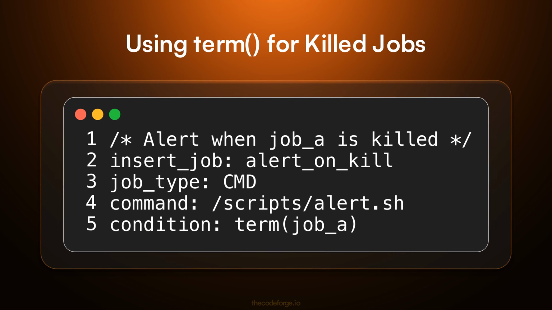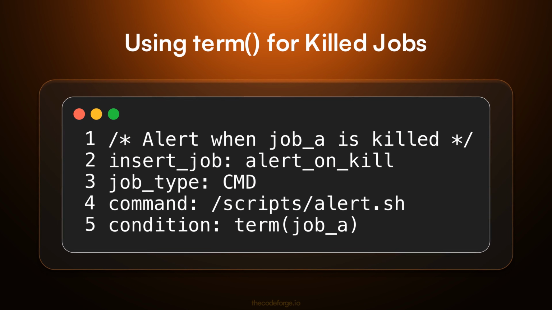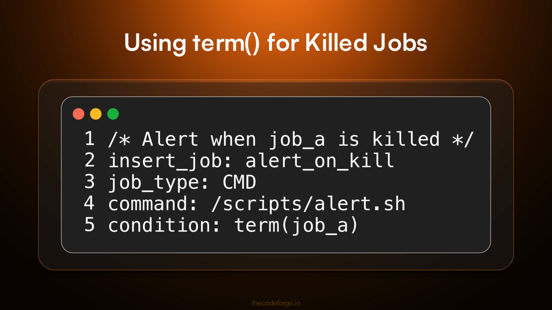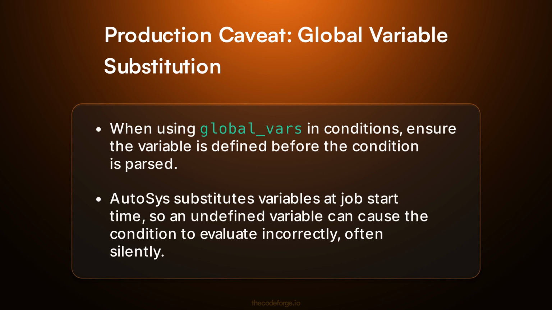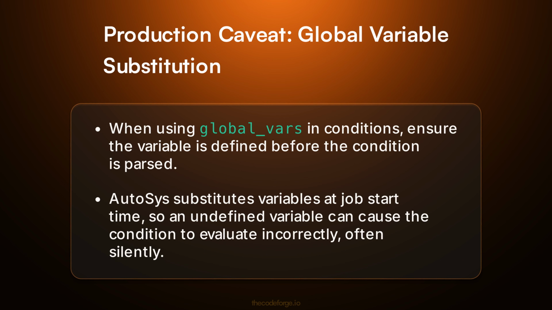The article mentions term, but doesn't provide a code example. Term, job triggers when a job is terminated, e.g., by sendevent eKill, which is useful for alerting on abnormal termination. When using global vars in conditions, ensure the variable is defined before the condition is parsed. AutoSys substitutes variables at job start time, so an undefined variable can cause the condition to evaluate incorrectly, often silently.